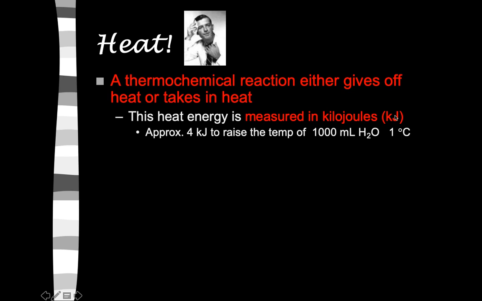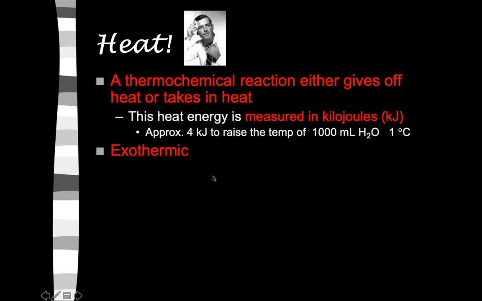Now, just to give you some context of what a kilojoule is, it takes 4 kilojoules to raise the temperature of 1,000 milliliters of water 1 degree. So if you had like a liter of water sitting in a pan on a stove, at room temperature, around 22 degrees Celsius, if you wanted it to get to 23 degrees Celsius, it would take 4 kilojoules of heat added to the water to change that temperature. So that gives you a reference of what a kilojoule might be in terms of heat.